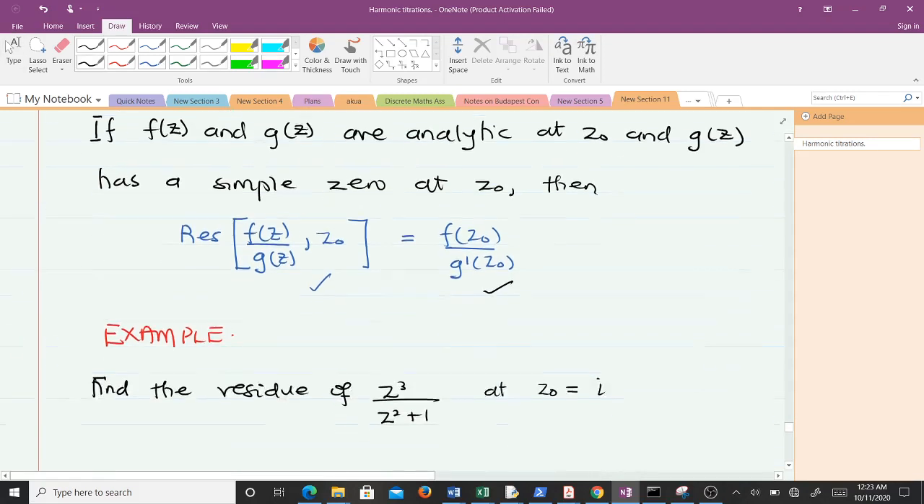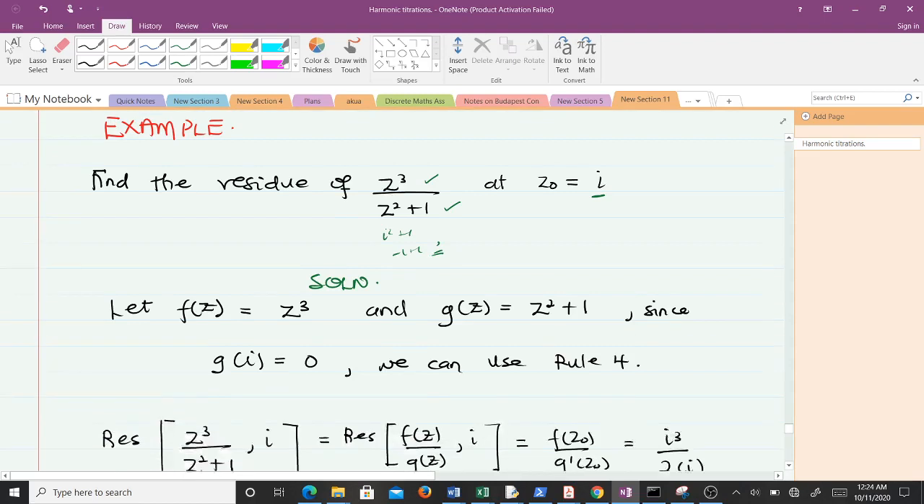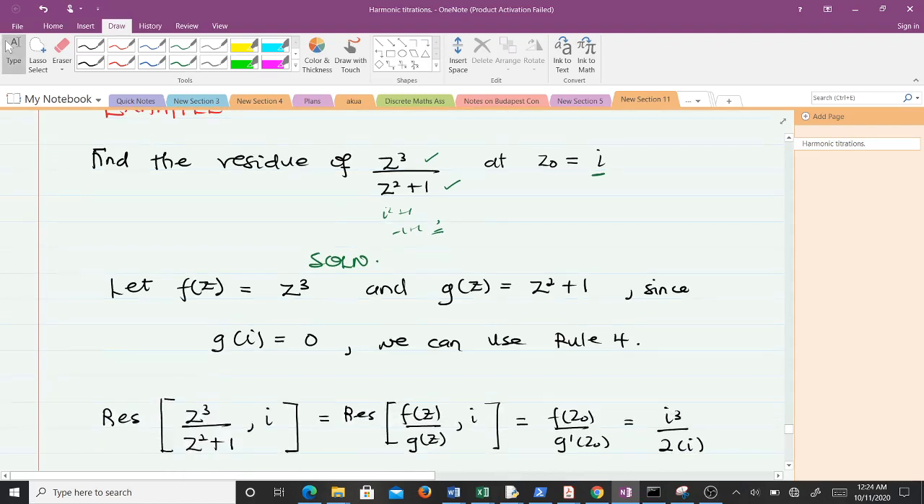So we have this question here. We say you should find the residue of z cubed over z squared plus 1 at z0 equal to i. Okay, so we can let this be f of z and this be g of z. And you could see that when you put this i here, you're going to get i squared plus 1, which will give us -1 plus 1, 0. So that means that it has a simple 0. Okay, so then we can use rule 4.